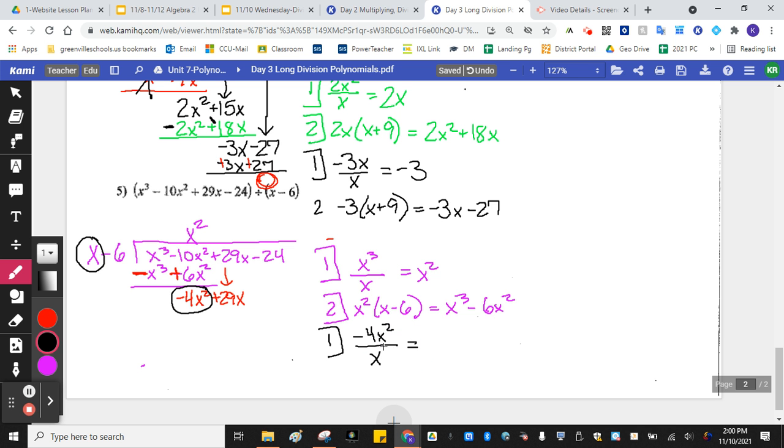Where did you plug in the 4x squared? I didn't plug it in, I took it. It's the first term, just like we did the first one up here. It's the first term of what you're dividing into. The first term of what I'm dividing into is -4x squared. So I take -4x squared and x and divide them. That's -4x, and that goes up top, right? Yep.